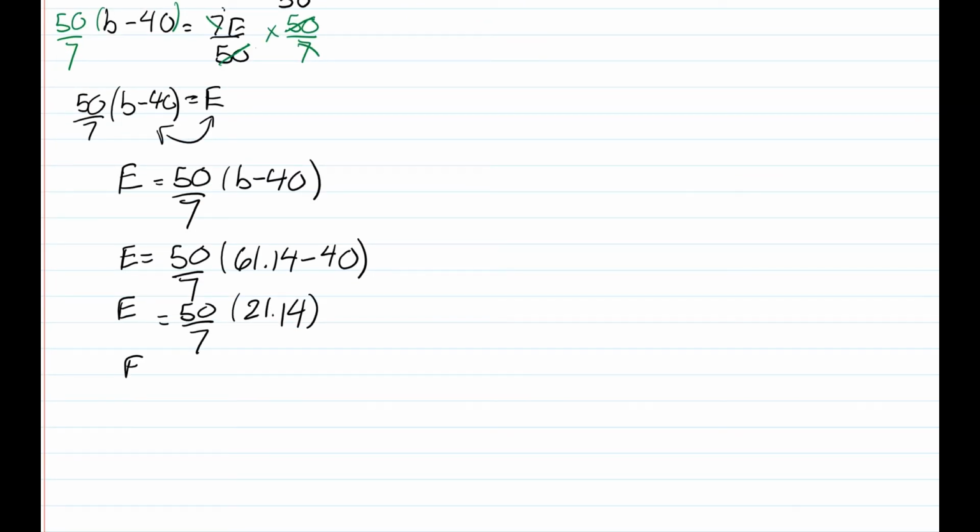So now E is just going to be equal to, I'm going to punch it into my calculator. So E is going to be equal to 151, right? And remember, E is in kilowatt hours. So on the side here, I'm going to write 151 kilowatt hours of electricity. So this here is our answer for part B.